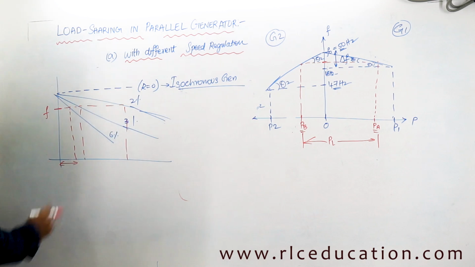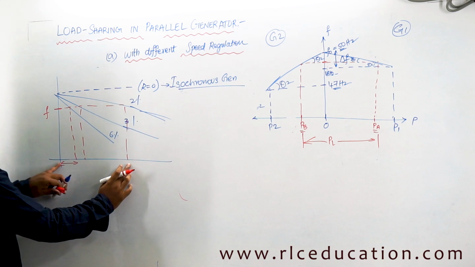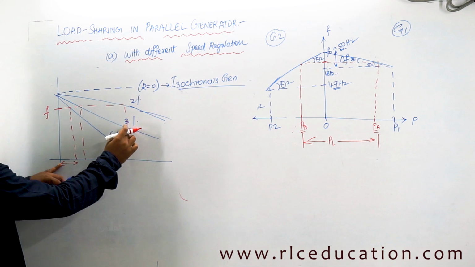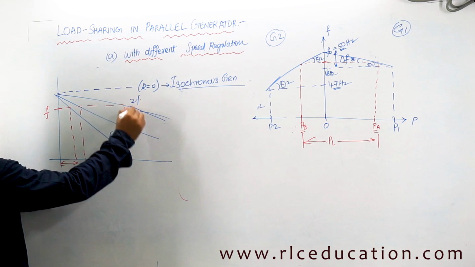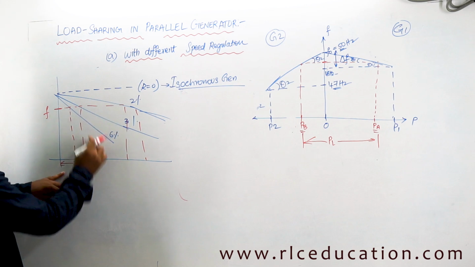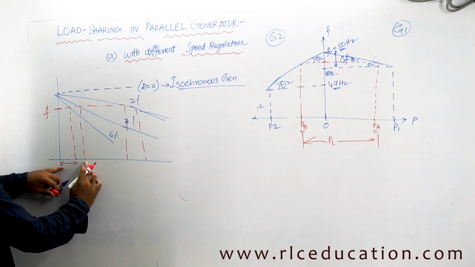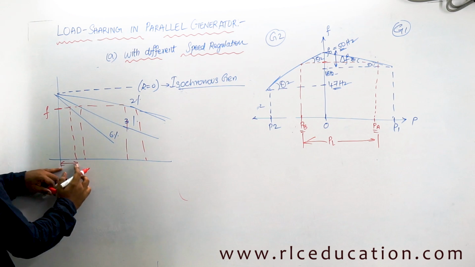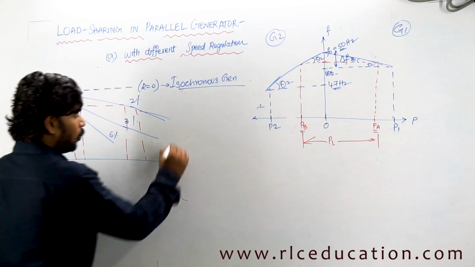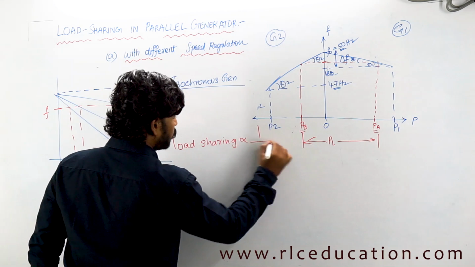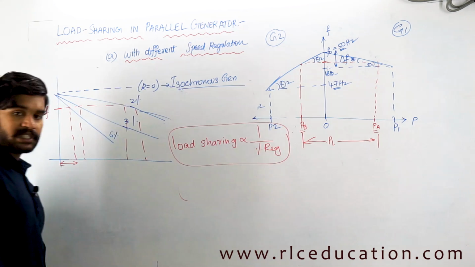Now you see the generator which has 2% is sharing a large amount of load, whereas the generator of 3% is sharing only some amount of load. Generator with 3% is sharing only this much amount of load. Generator with 6% is sharing this much amount of load. That means load sharing is inversely proportional to percentage regulation. Please keep this point in mind.